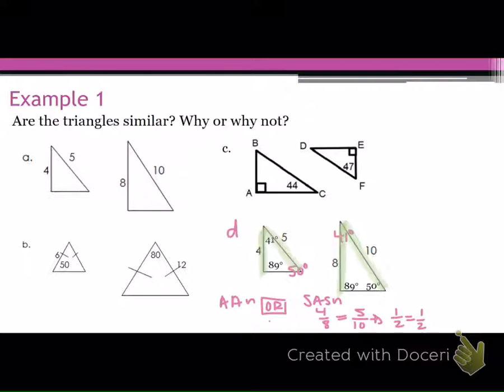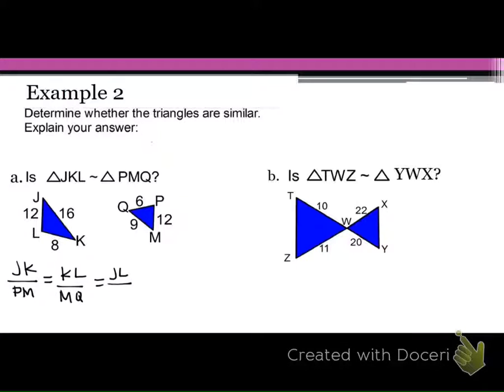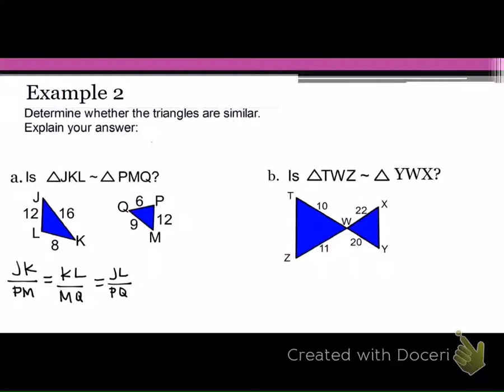Okay. All right, determine whether the triangles are similar and explain your reason. So is triangle JKL similar to PMQ? So that means that it's JK over what? What would the ratio be? PM, okay, Brandon, what is it if it's KL? KL over MQ. Good, and Lexi? JL over PQ. Okay, so we only know sides in this one.